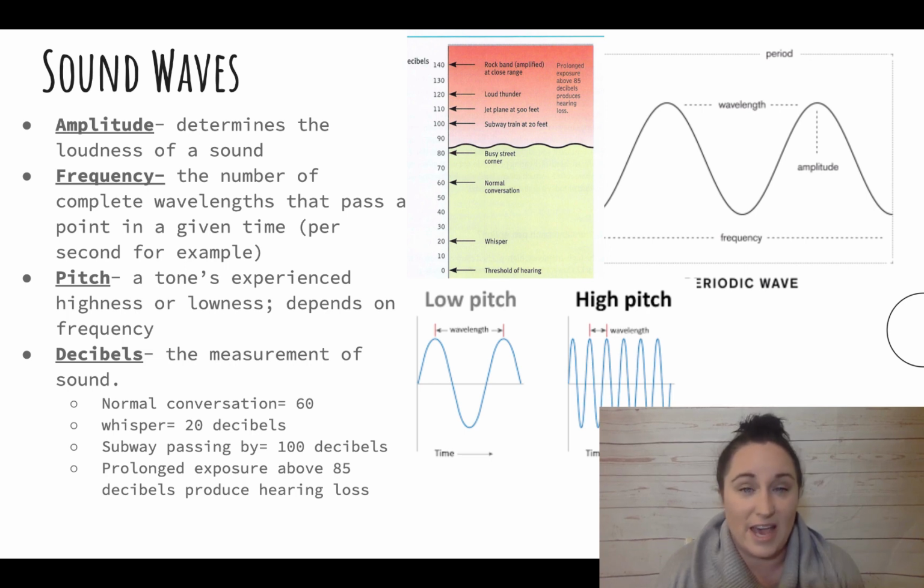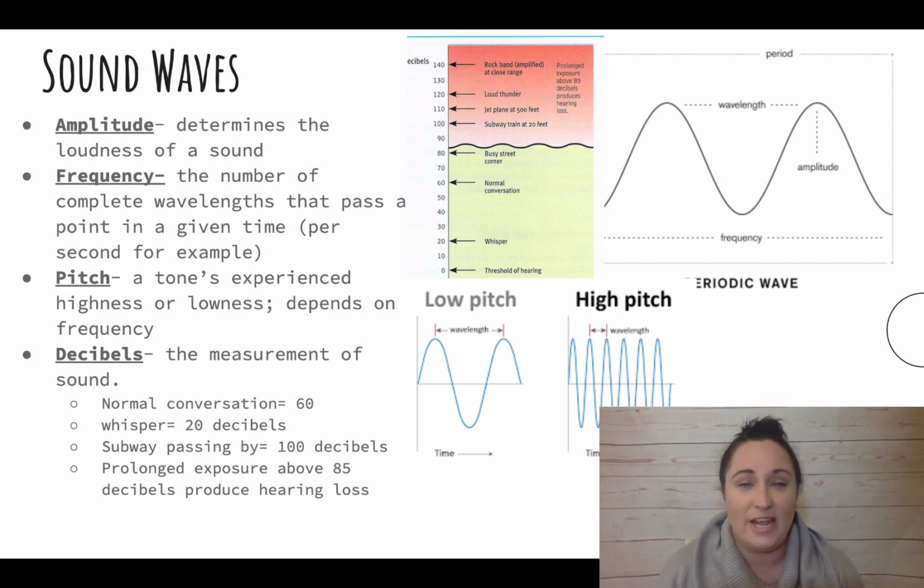The first is amplitude. Amplitude is the loudness of a sound. So if you look over on the right hand image, there are some sound waves, and the one that's showing you amplitude is showing you how high that wavelength goes. So the higher it goes, the louder the sound. And the next term is frequency.